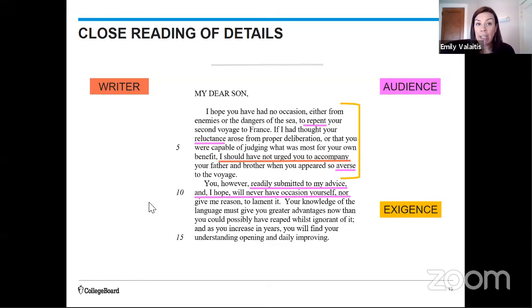Take about 1 more minute, and I want you to look at some of those key lines and do a close study of them. Look at what does this say about the audience, or what does this say about the writer, or what does this tell me about why she's writing, the exigence. Take about a minute, and then I'll walk you through how I see them speaking to those things.